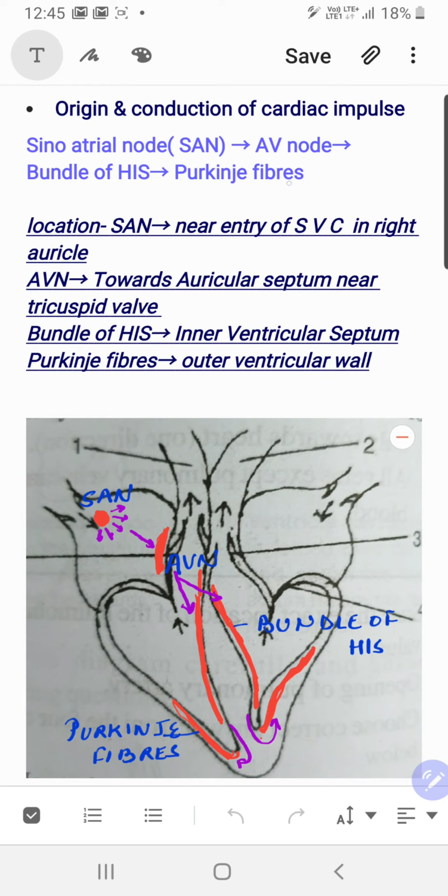This is the sequence of passing of the impulse, and it is always important to understand the location of these nodes. The location of SAN is near the entry of the superior vena cava in the right auricle. AVN, the auriculoventricular node, is towards the auricular septum, that means the dividing wall between the left and right auricles, somewhere near the tricuspid valve. The third one is the bundle of His, in the inner ventricular septum, and the fourth one is the Purkinje fibers, in the outer ventricular wall.